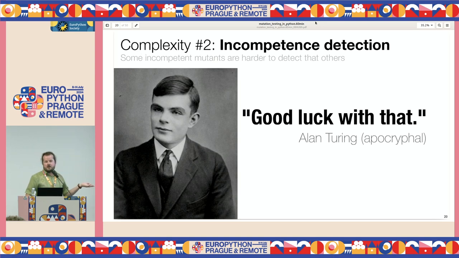How do I determine when I've created an incompetent mutant, right? Okay, so why would Alan Turing say good luck with that? Famously, the halting problem. He proved that you cannot look at a program and tell if it's going to stop. So there's no magic wand that Cosmic Ray can wave and say, oh, I've made this mutation and now it's going to loop forever.